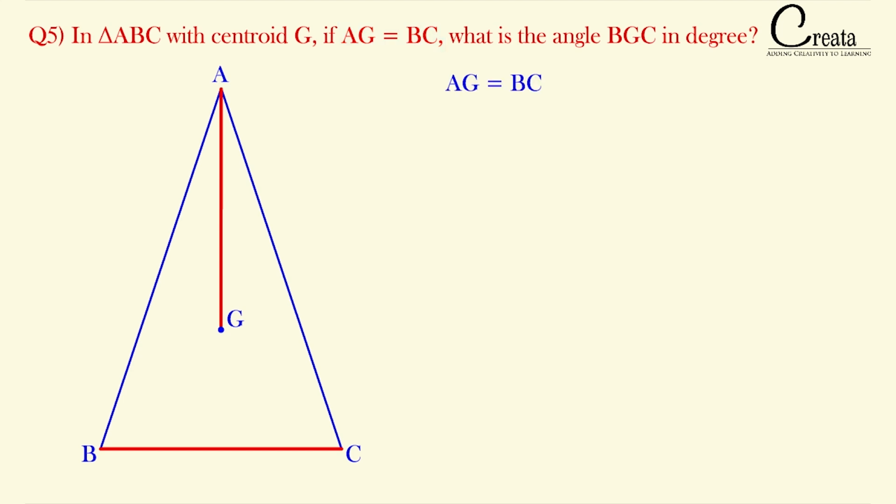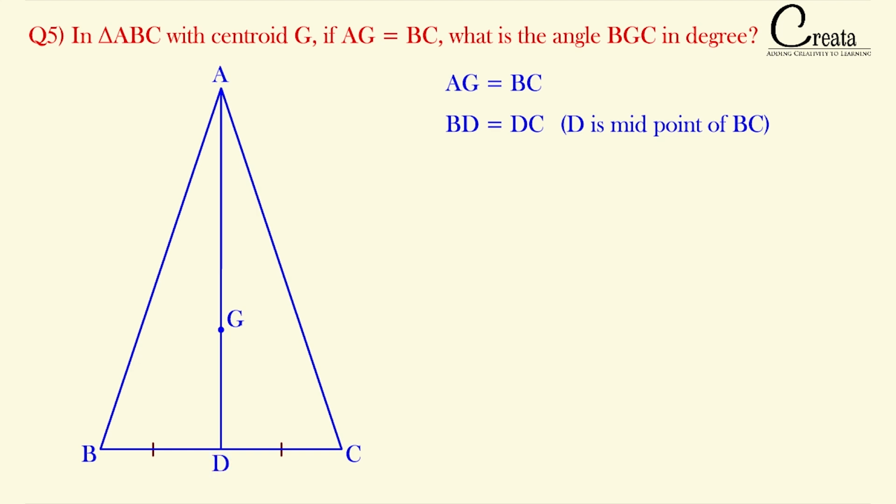Let's try to approach the question. In the question, centroid G is given, and we know the centroid divides the median in the ratio of 2:1. Here, if we extend the line AG to meet the point D on the side BC, can we say AD is a median? AD is the median because it is passing through the centroid G. If AD is the median, then D will be the midpoint of the side BC. D is the midpoint, which means BD is equal to DC. This is one observation that we got from the question.